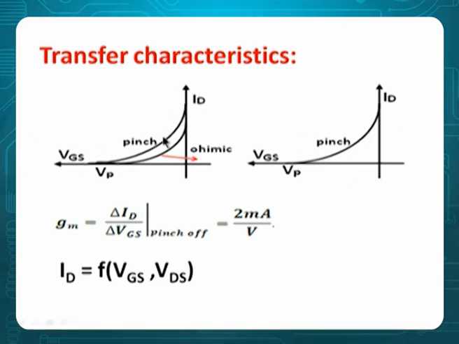Even if you take by mistake one in pinch off, another in ohmic, the best suggestion I give is take 2 points here, 2 points in VP, 2 points in ID. That is called pinch off. So take 2 points here and then draw this. And don't take GM, but that must be taken always in pinch off, not in the ohmic region.